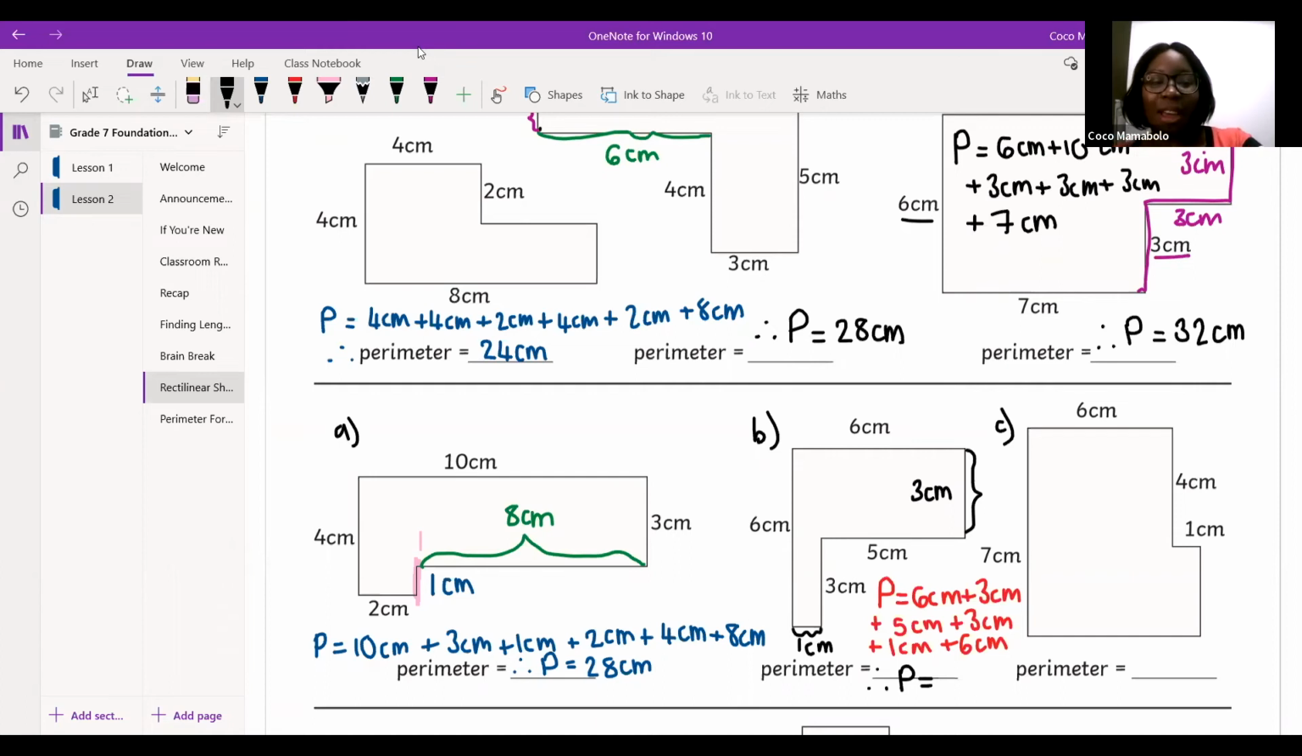No, Roland, this time I did not miss the 1. I remembered it. Oh, Keisha, I'm not sure why, because my camera is on.